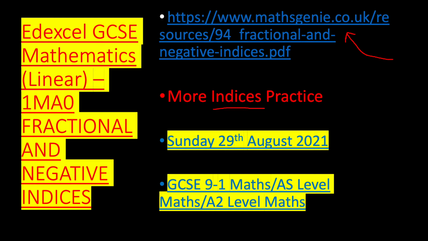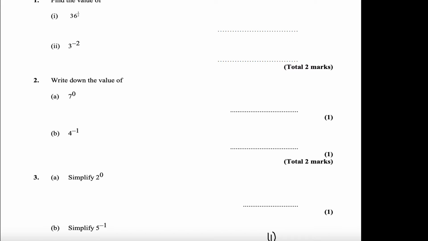Right guys, so question number 1 says find the value of 36 to the power of a half. Now power of a half means square root, so it's the square root of 36. The square root of 36, guys, is 6, because 6 times 6, or 6 squared, is 36.